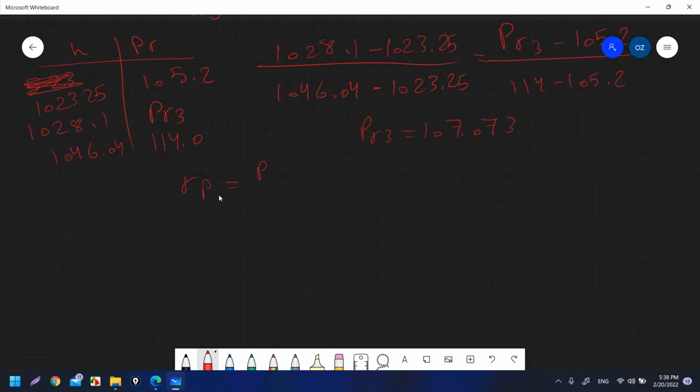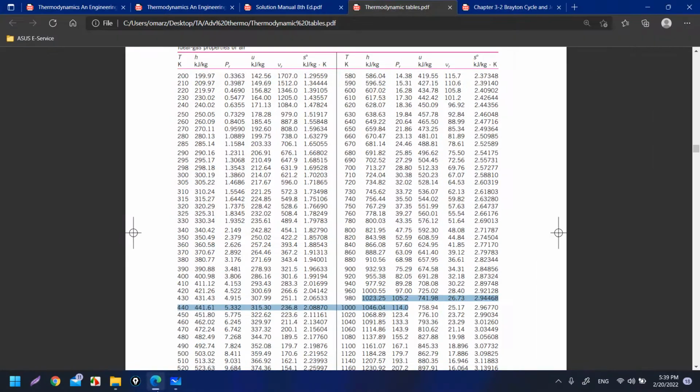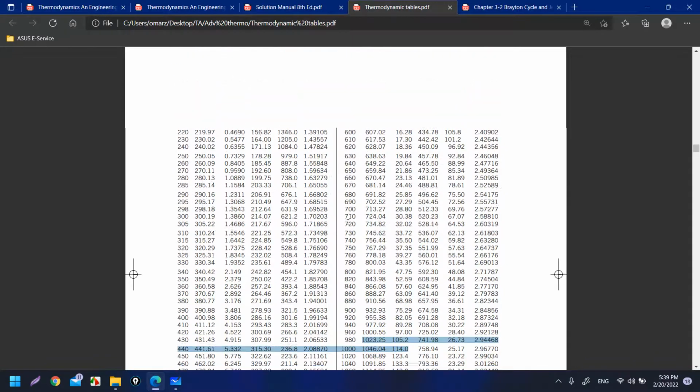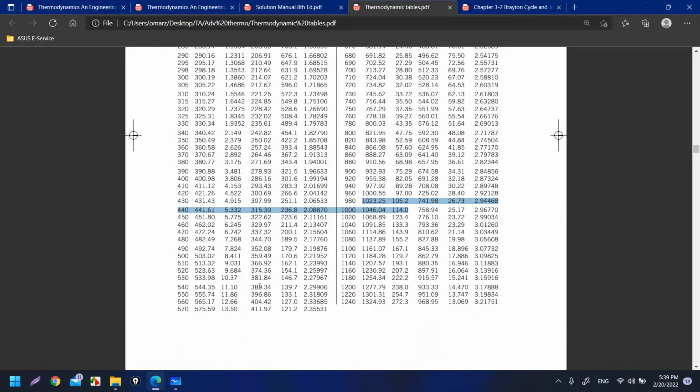So RB is equal to PR3 over PR4, and then PR4 is equal to PR3 over RB. So PR4 is equal to 107.073 over RB, which is 10, and this will give you PR4 is equal to 10.773, dimensionless quantity. So now I will take PR4 again and go to table A17. It is 10.773. So PR 10.773.